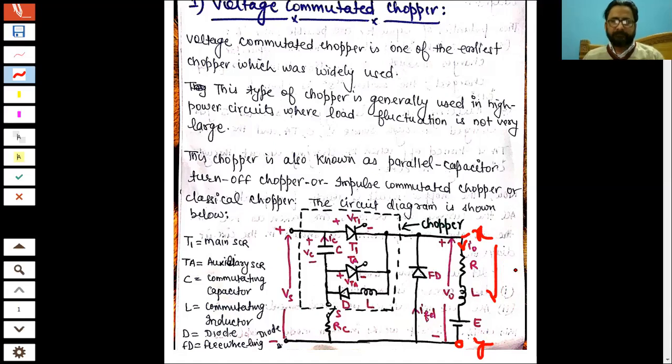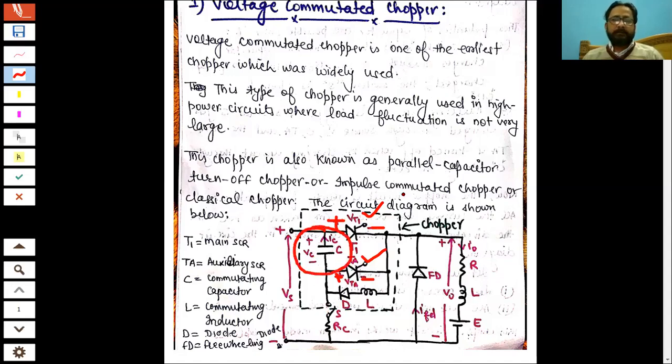Now you have VT1, which is positive at this end and negative at this end, of course, and VTA, this is positive and this is negative. Okay, this one is TA, which is the auxiliary SCR. Then diode, then inductor.